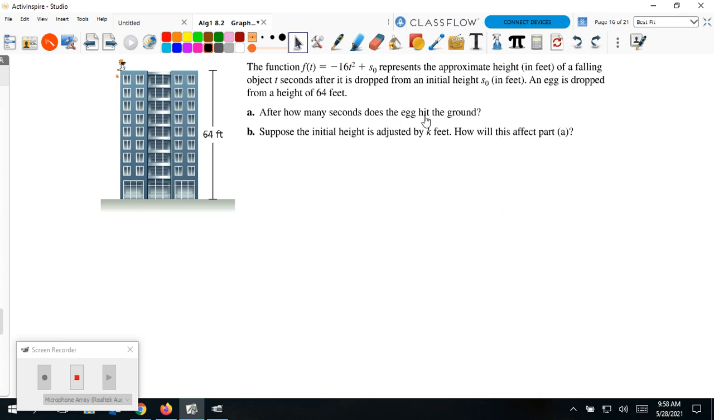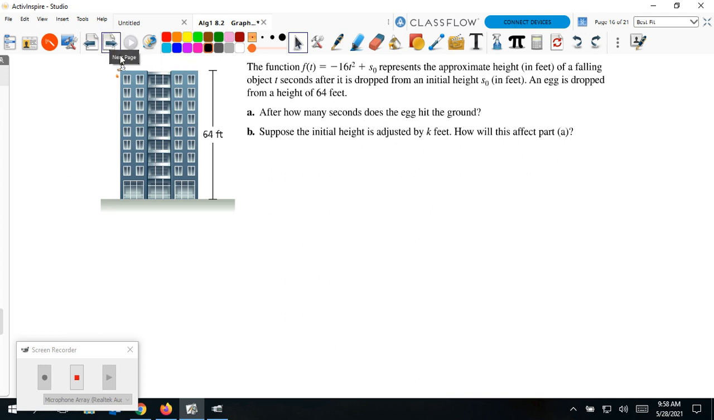So all you have to do is just plug these things in. 0 for f of t, 64 for s of 0, and then solve. Find the zeros is what you're looking for. You're finding the zeros of the function, and that would give you the how many seconds. That would be solving for t, because t is the time, t seconds after it's dropped. It says how many seconds does the egg take to hit the ground. So we are looking to solve for t.